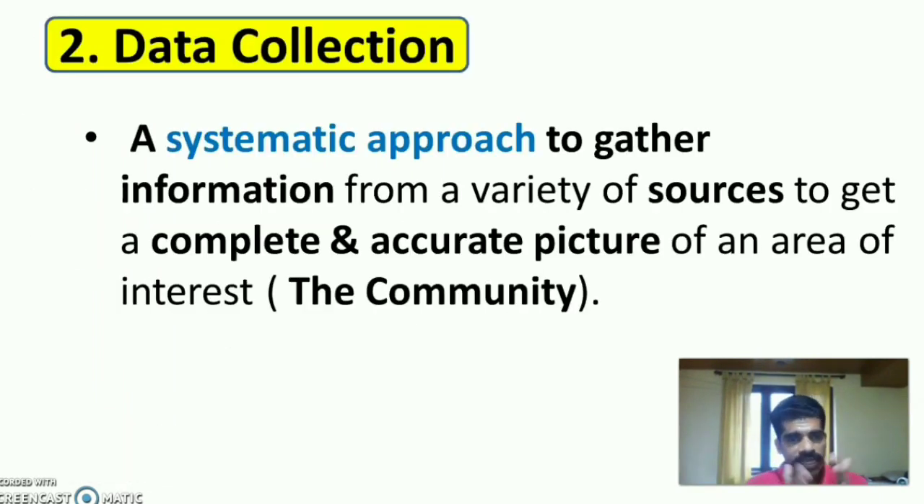So, the second element of community identification is data collection. Data collection is a systematic approach to gather information from a variety of sources we have just discussed to get a complete and accurate picture of an area of interest. Area of interest here is related to the particular community.